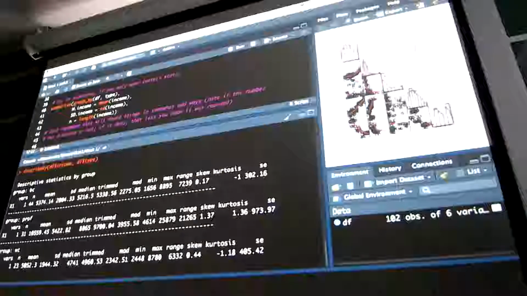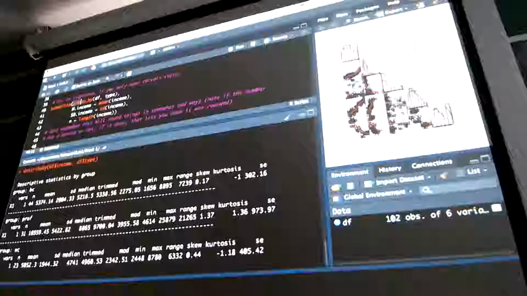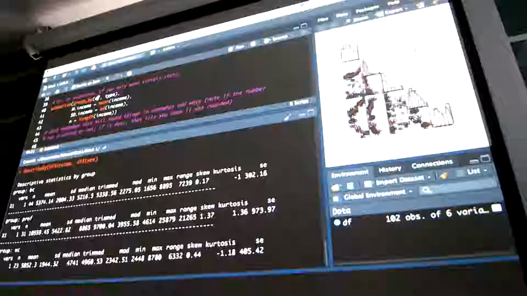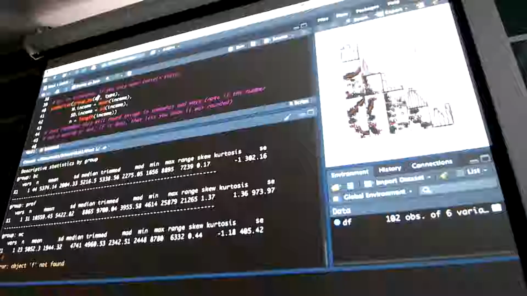Or in the tidyverse syntax, if you just use group_by and say group this data frame by type and give the mean income, standard deviation of income, and the N for each using the summarize function, you can do it out this way.